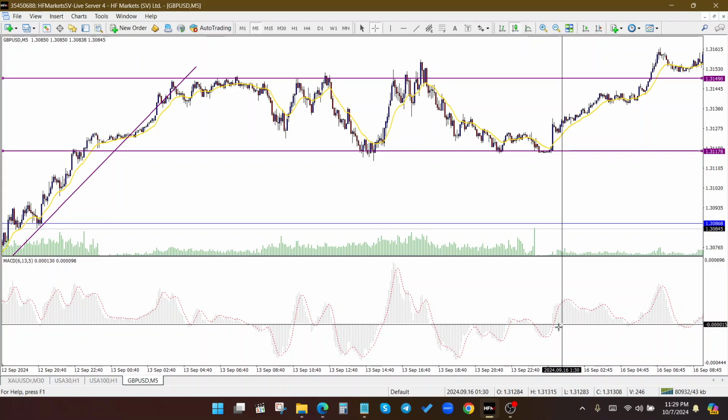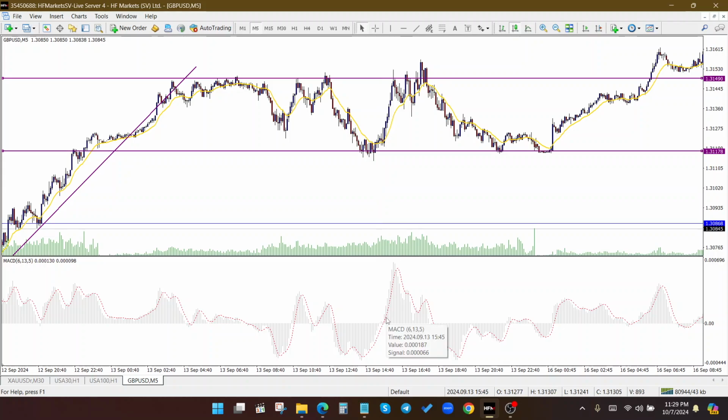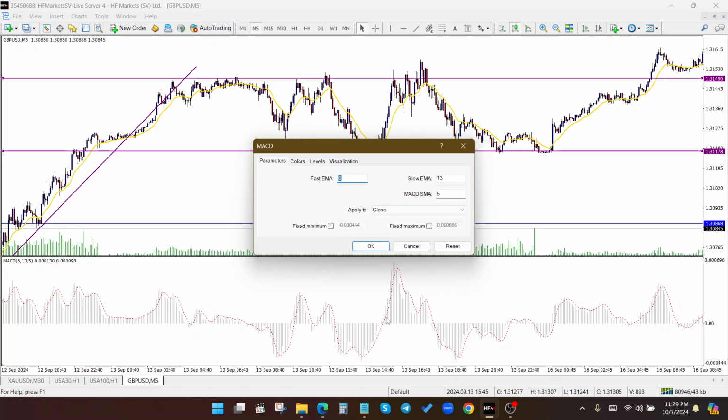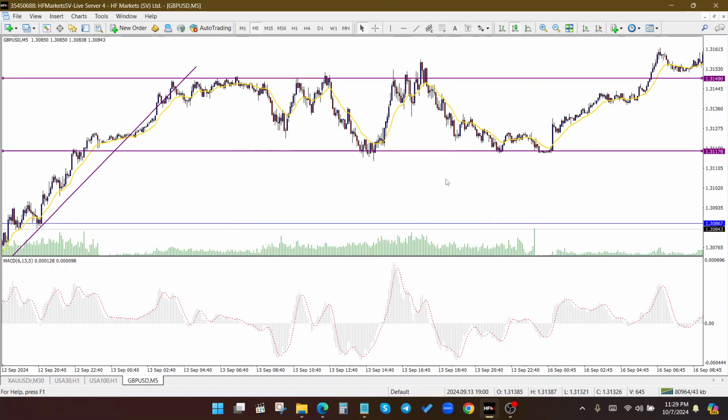Just a recap. The first thing you want to do for using MACD on the 5-minute charts is make sure that you modify the settings, as this is one of the best settings for scalping on the 5-minute time frame. You set it to fast EMA 6, slow EMA 13, and MACD SMA 5, and then you might want to consider adding a moving average on your chart just for extra confirmation, and you can also decide to add any other indicator of your choice just for extra confirmation.